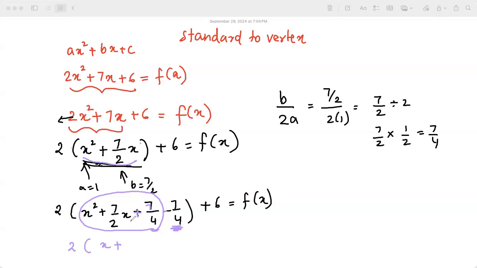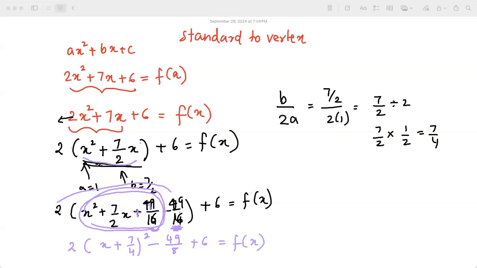Are we doing it right? I have a feeling we are not. b by 2a the whole square, guys. Oh my gosh, b by 2a the whole square we should, right? b by 2a I found out, but what should be added and subtracted? 49 by 16, 49 by 16, right? Then only it will become a square term, right? So this one, right? x plus 7 by 4 the whole square, right? But here the 2 has to be multiplied and then brought outside. So when you multiply the 2, it becomes 49 by 8 plus 6.